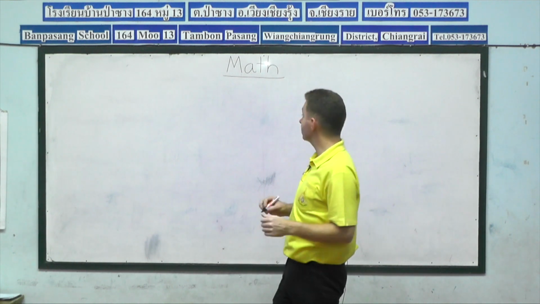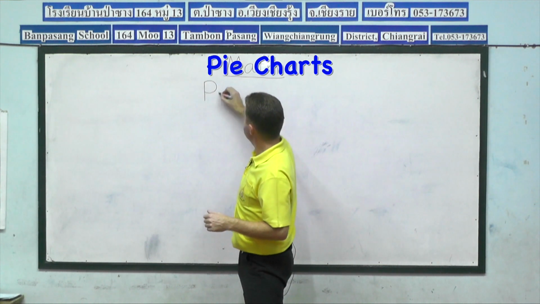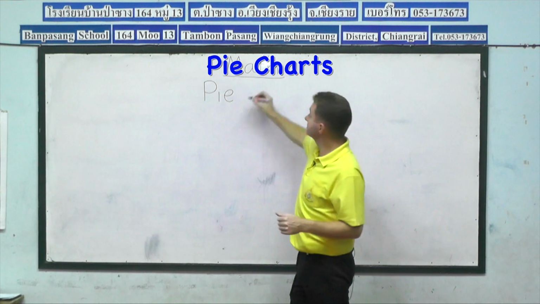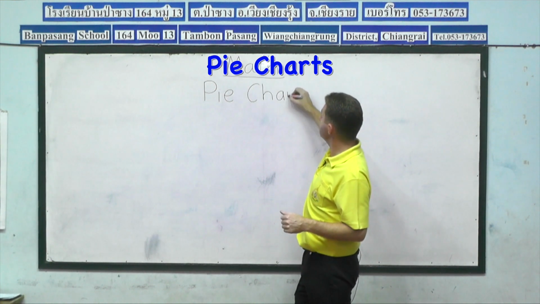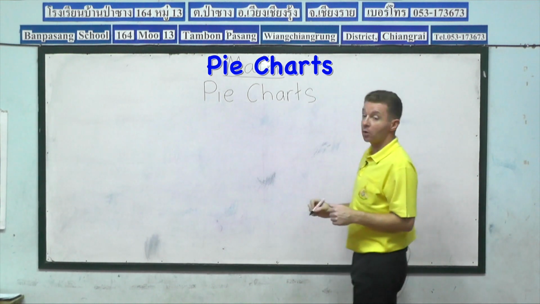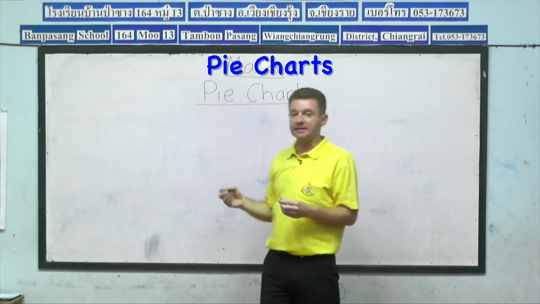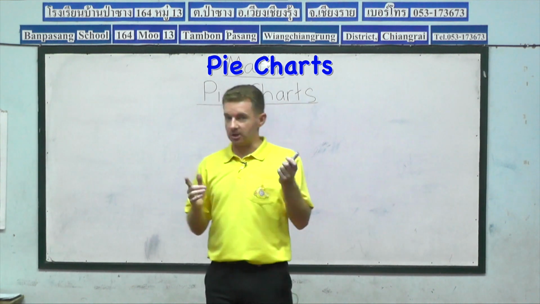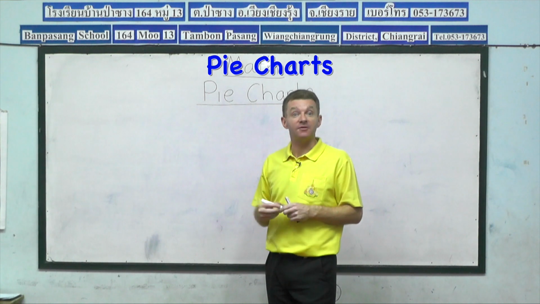So let's write that phrase on the board first. Pie is P-I-E. And charts, C-H-A-R-T-S. So all together we can say pie charts. Yes. Now what shape is a pie chart? A circle. Yes, the same shape as a pie. That's why they are called pie charts.